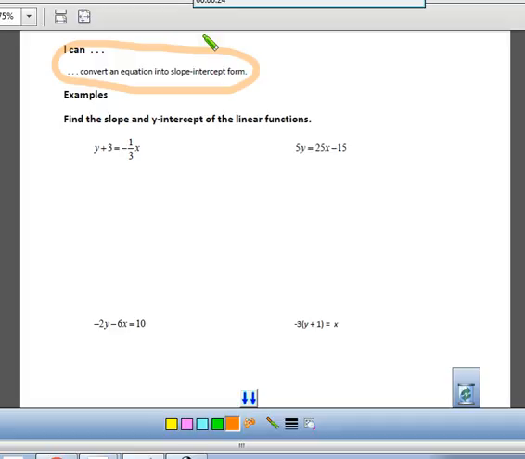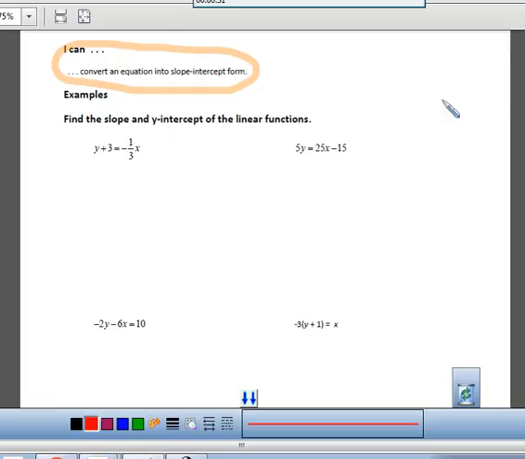Now, we've already learned about slope-intercept form. Hopefully you remember what that is. I'm going to write it down for you. Slope-intercept form is simply y equals mx plus b. So the big idea here is that we want to isolate y. We want to get y by itself on one side, and then everything else on the other side will be the mx plus b. Our slope, our y-intercept, and our input value. Okay? Alright, so let's go ahead and take a look at the first one.